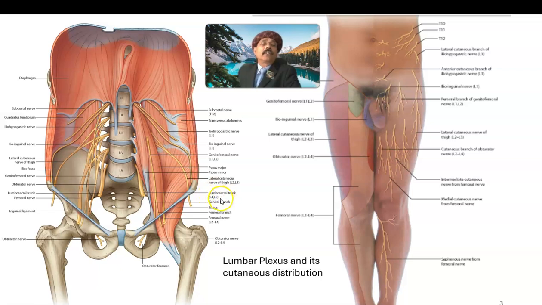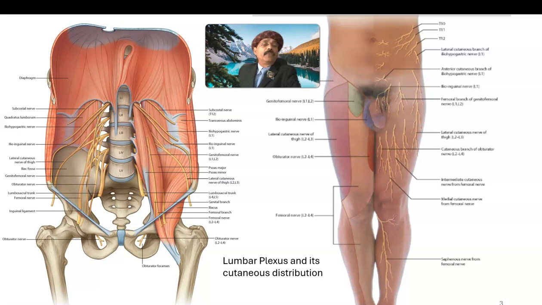Lumbosacral trunk is a communication between the lumbar plexus and sacral plexus. It is formed by L4, L5. And we have the femoral nerve. Femoral nerve is a very important nerve. It innervates all the muscles of the front of the thigh. It also has cutaneous branches. Femoral nerve root value is L2, L3, L4.